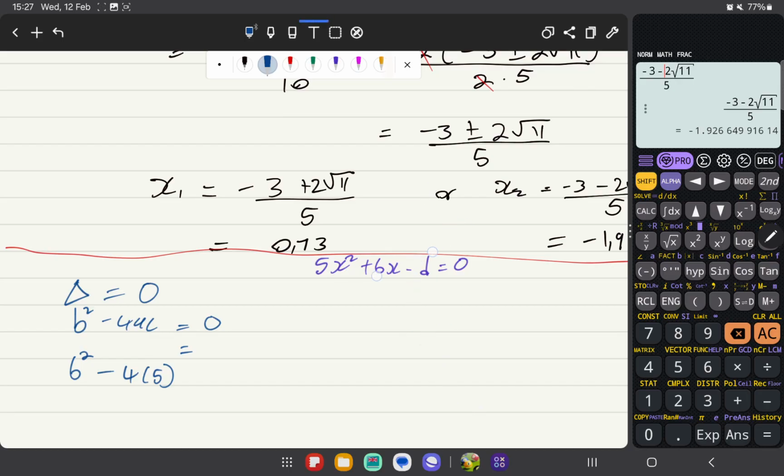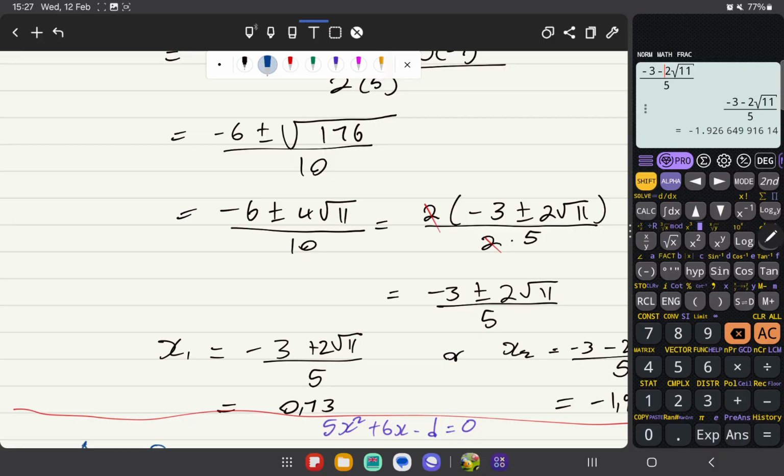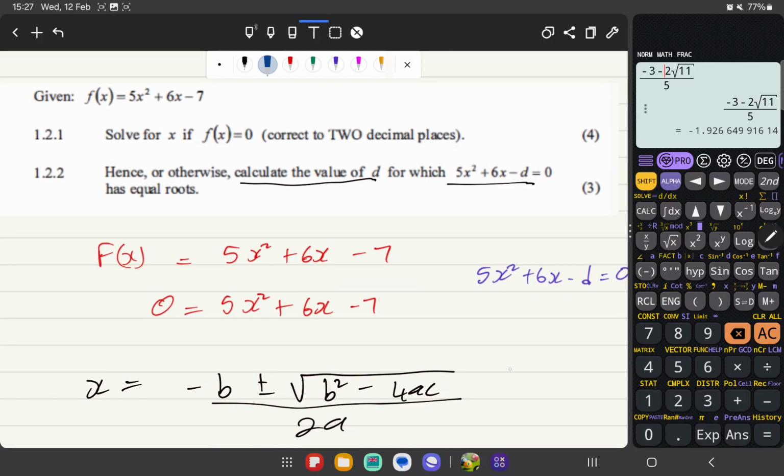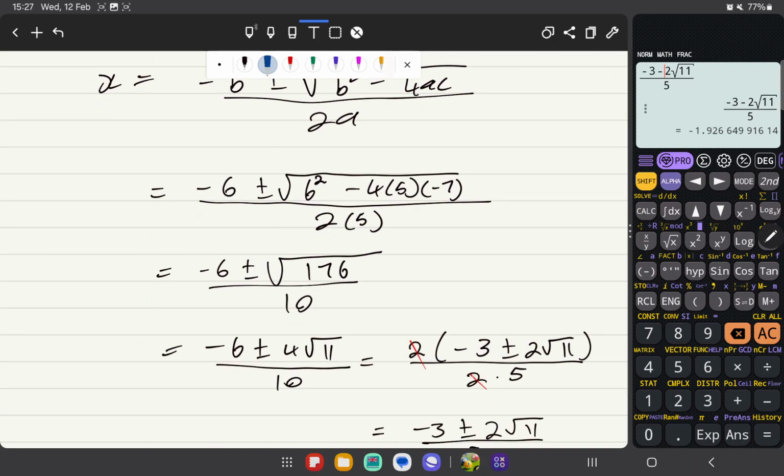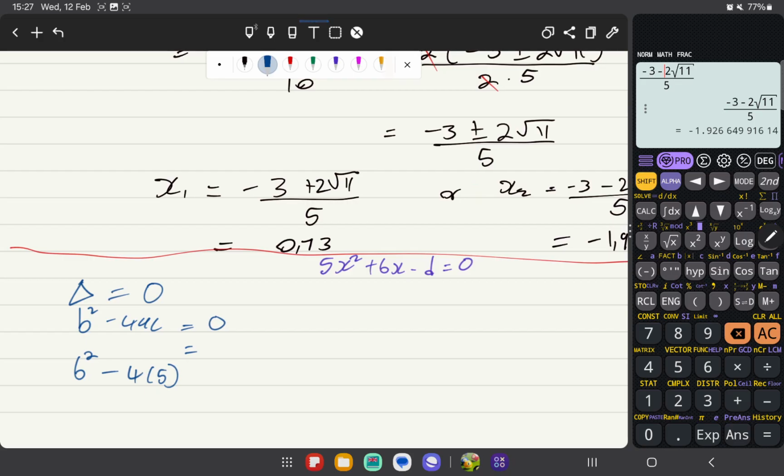Okay, it's minus d. So we're just gonna substitute it as minus d. Minus d equals to 0. You have 36 minus 20. That will be plus 20d. 20d equals to 0.